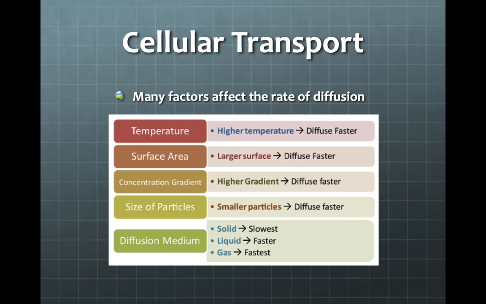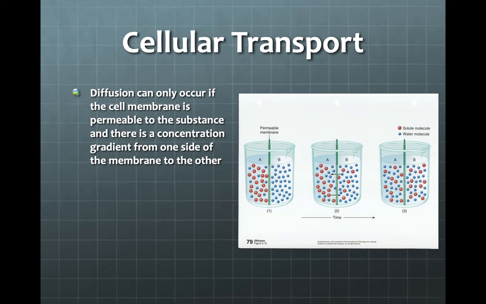Now, one of the things with surface area, as we looked at with cell respiration, was the cristae in the mitochondria. It increases the surface area so we can bring more oxygen into the mitochondria, so we can produce more ATP in a larger surface area. Now, diffusion can only occur if the cell membrane is permeable to the substance and there is a concentration gradient from one side to the other.